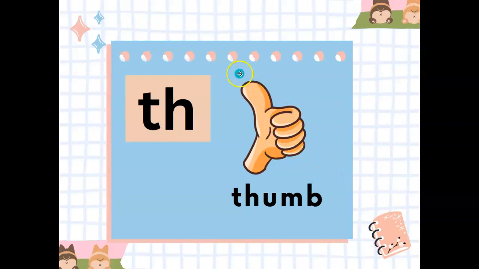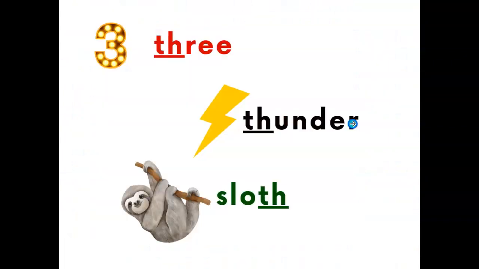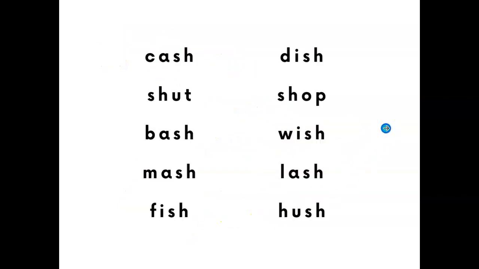Here's a second one, TH, as in thumb. This one we call the rude sound because you do th, thumb. Okay, that goes together like that. And here's some words for that. We have three, thunder, and sloth. Say those with me. Three, thunder, and sloth.